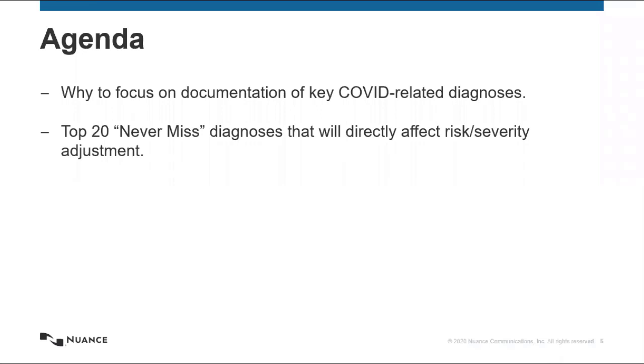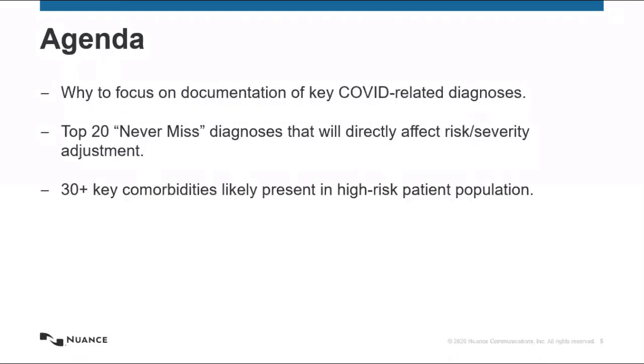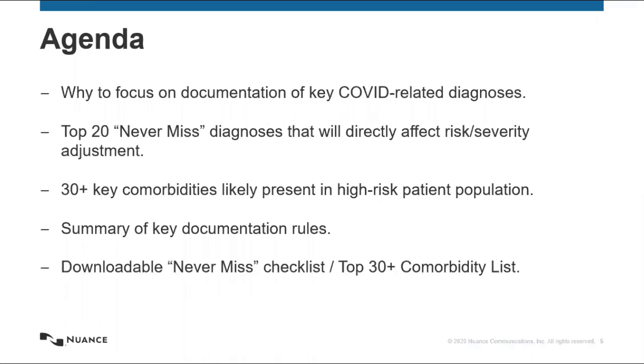This course highlights the top 20 diagnoses that will directly affect the risk and severity adjustment calculations for severity of illness and also for risk of mortality. It will also focus on 30 key comorbidities that are most likely present in the high-risk patient populations as identified by the CDC. We also will be talking about a summary of key documentation rules that are important under ICD-10. And we're going to introduce you to a tool which is a never miss checklist plus those top 30 comorbidities in written form so that you can use them for educational purposes or for following groups of patients.